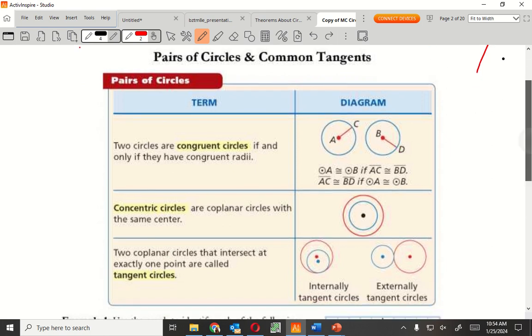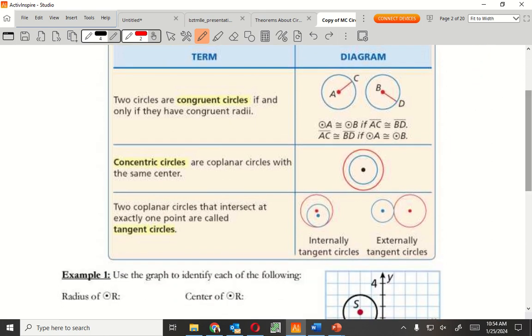Here we go. Okay, so two circles are congruent circles if and only if they have congruent radii. Now, can someone tell me what the word congruent means?